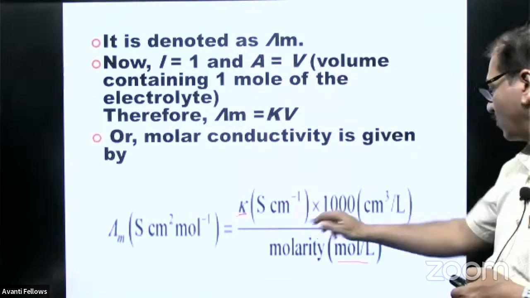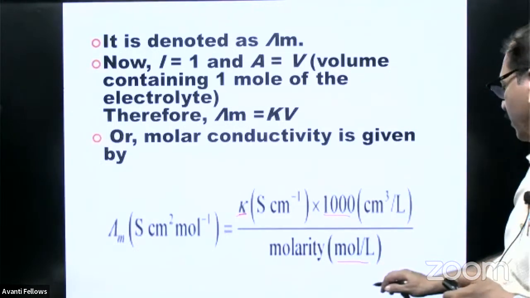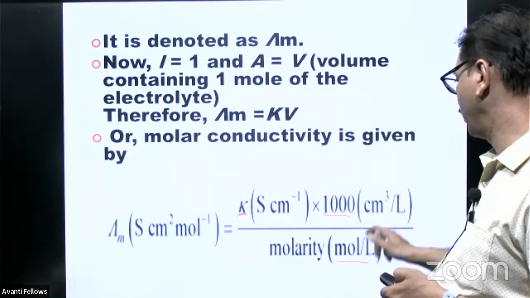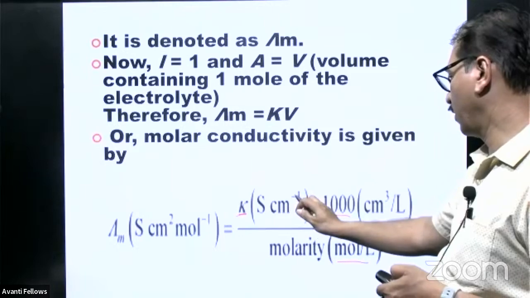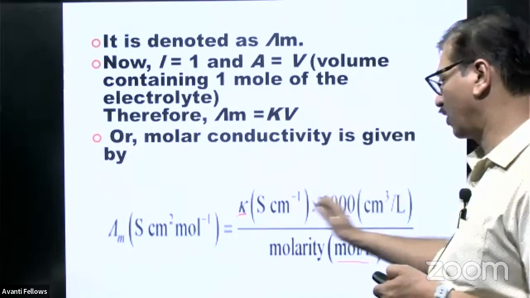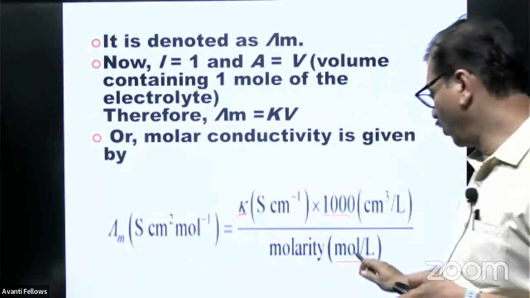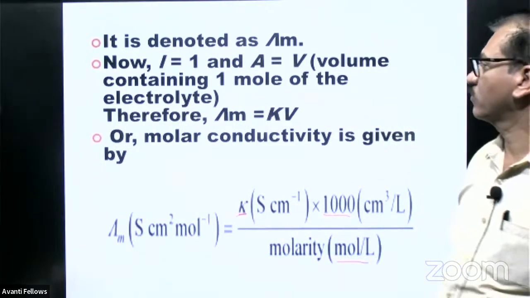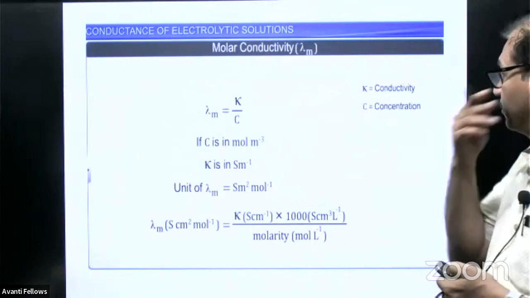Centimeter square per mole is the unit of molar conductivity. So this cancellation, all these things can be made, right? So this liter gets cancelled. Centimeter minus 1 times centimeter cube, therefore it is centimeter square. Mole is here, it becomes per mole. In this way the unit is simplified.